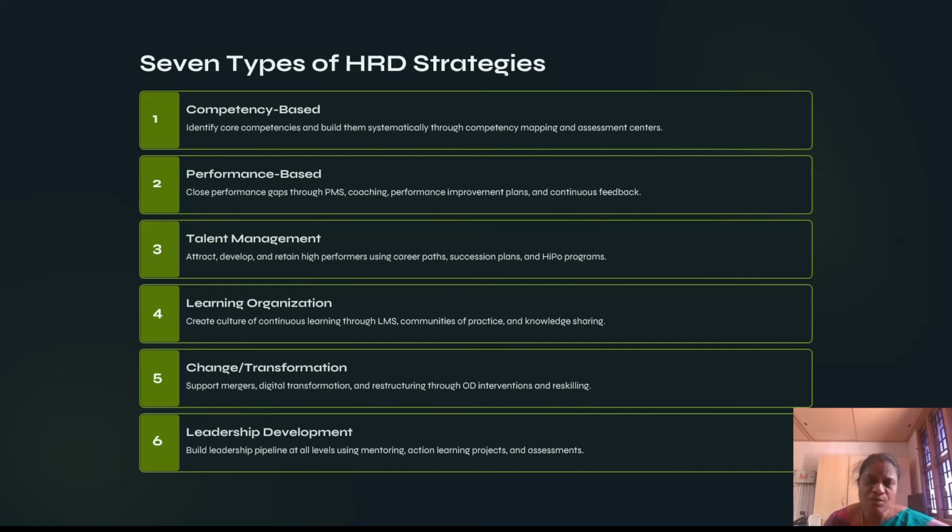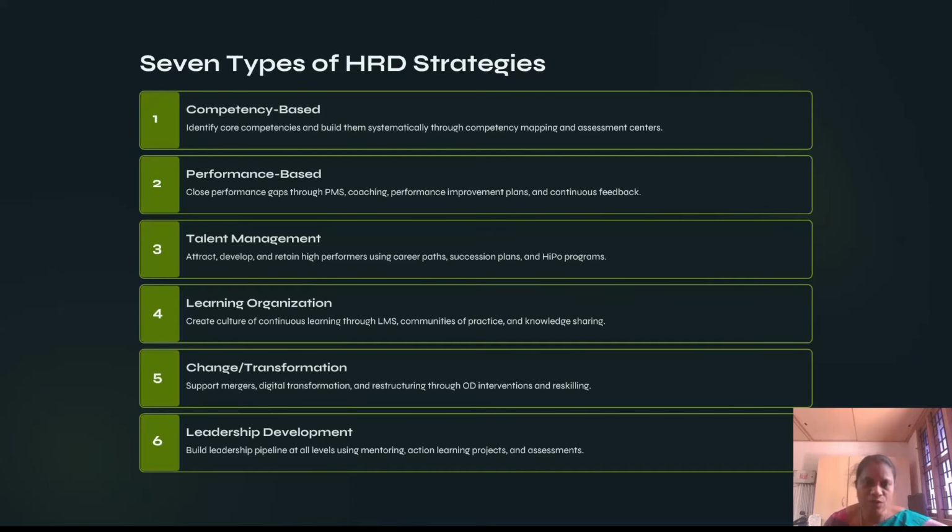Then we are going to discuss 7 types of HRD strategies. One is competency based, which means identify the core competencies and build them systematically. We need to identify what our strength is. It is not about comparing everyone and finding out which one we need to build. Instead, we analyze ourselves, our company, and find out our plus point, where we are very strong. That has to be identified and focused on for the continuance of that organization.